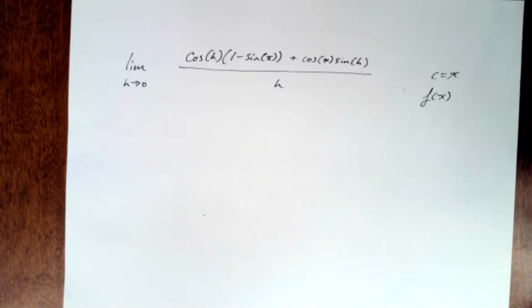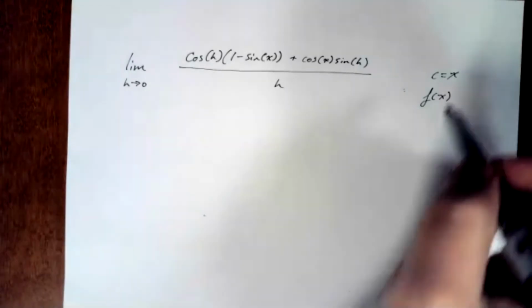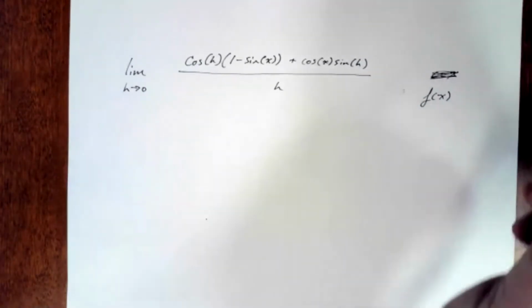Yeah, so in this one, c is not a constant. Sorry, x is not a constant. It's just a function. So you don't have to worry about finding the c. Just find the function f of x.